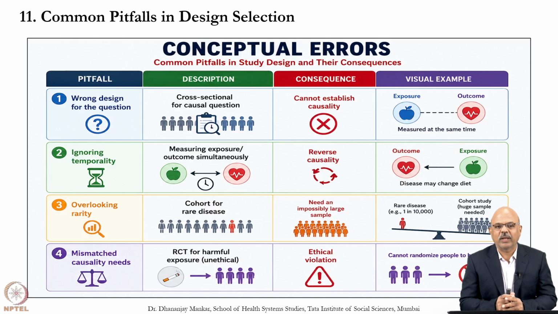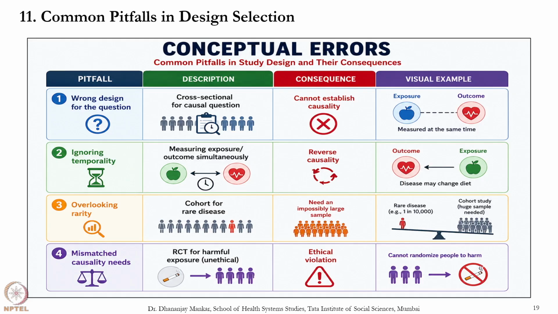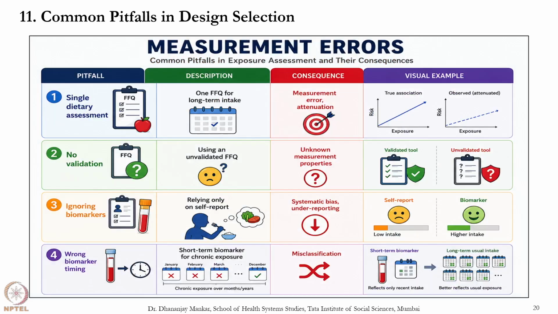When you take the conceptual errors, you need to come up with the pitfalls, and you need to understand through this that there are common pitfalls in study design and their consequences also. You may come up with a lot of consequences, so you need to understand it in whole, and then only you should take it. These are a few examples you can take and glance at to understand how important it is, such as a wrong design question, ignoring temporality, overlooking variety and mismatched causality needs.